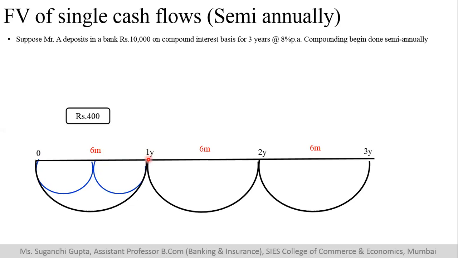So now Mr. A, on the 0th date, that is today, has deposited 10,000 rupees. Now when it is at the end of 6 months, he will get only 6 months interest. So this interest is for 12 months. It will get divided into half, that is 4% he will get. So if 10,000 pays 4%, if you calculate, you will get 400 rupees interest. This interest he has received at the end of 6 months.